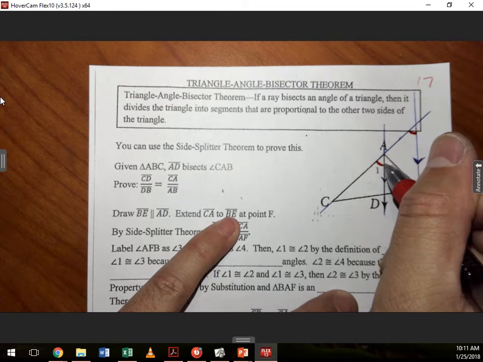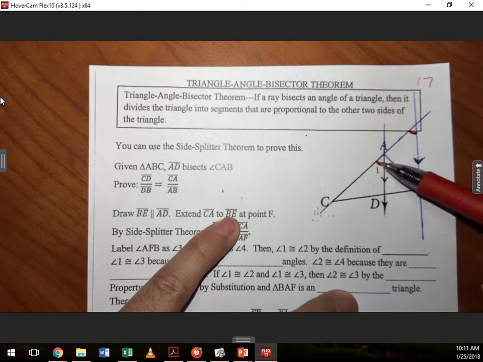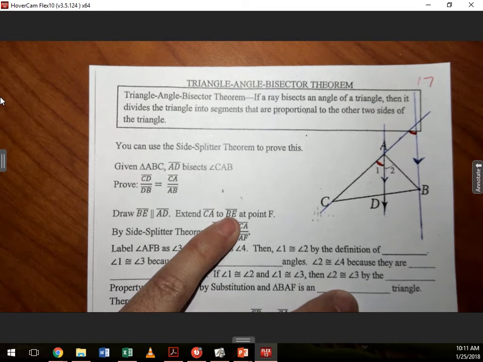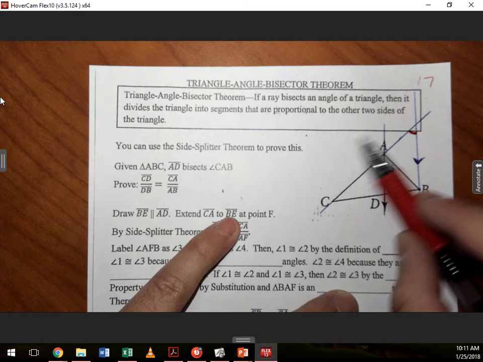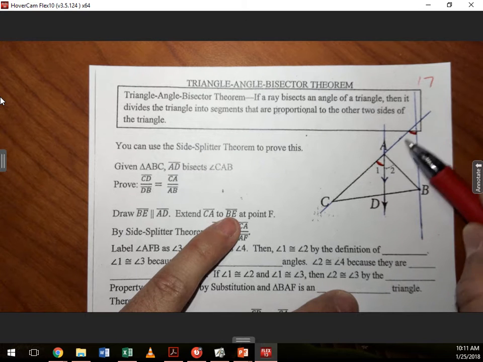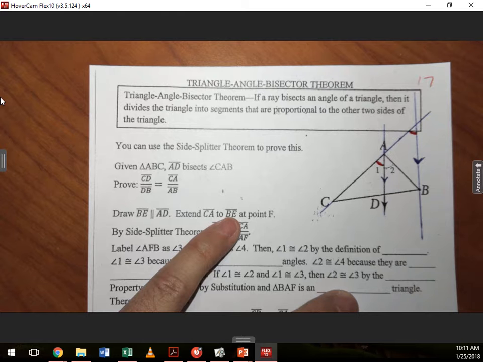Now, class, can you guys tell me why these two here are going to be congruent? Corresponding. Excellent. These are going to be corresponding angles here. There's a whole bunch of mess with a bunch of lines going different ways, but yes, these ones here will be corresponding. That's important.